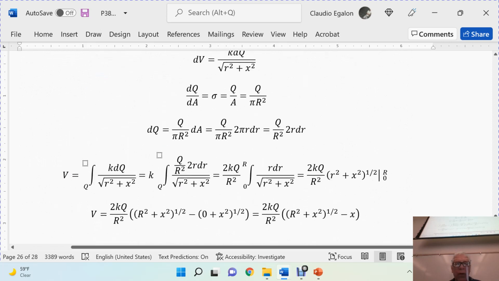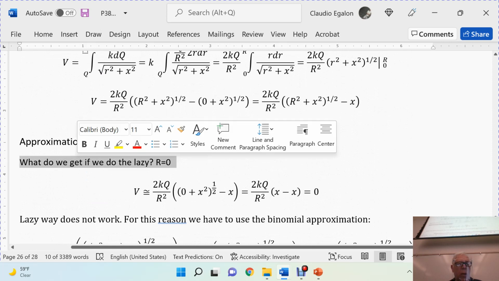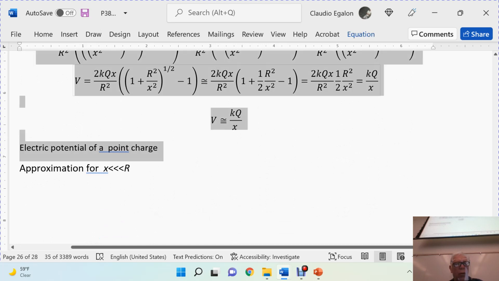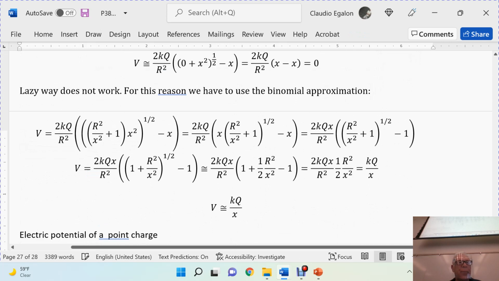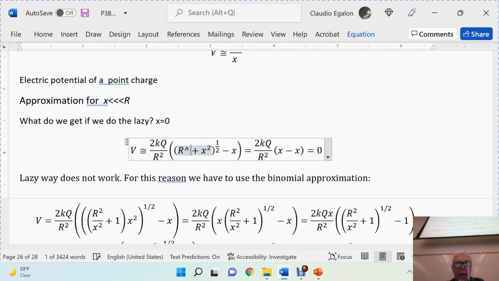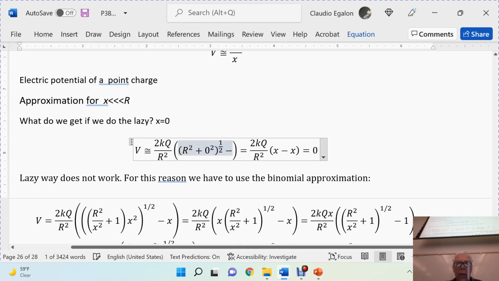The first thing that you have to ask yourself is whether you can do the lazy way or not. That's the first question you have to ask. A point charge. What do we get if we do the lazy way? The lazy way is x equal to 0. Let's see if we get it there. This guy becomes 0. It looks like the lazy way works for that. Look there.